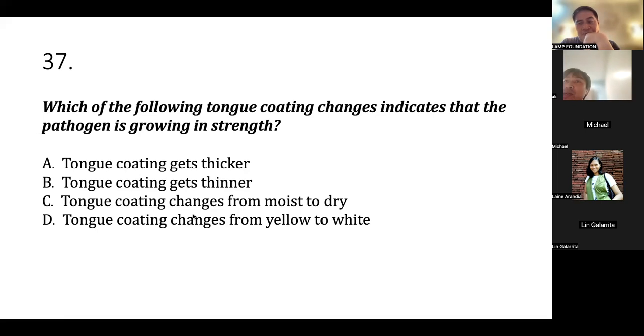Which of the following tongue coating changes indicates that the pathogen is growing in strength? Tongue coating gets thicker, Doc. Yung kumakapal na yung coating niya. It means yung pathogen niya is lumalala or nag-i-improve? Lumalala siya, Doc.